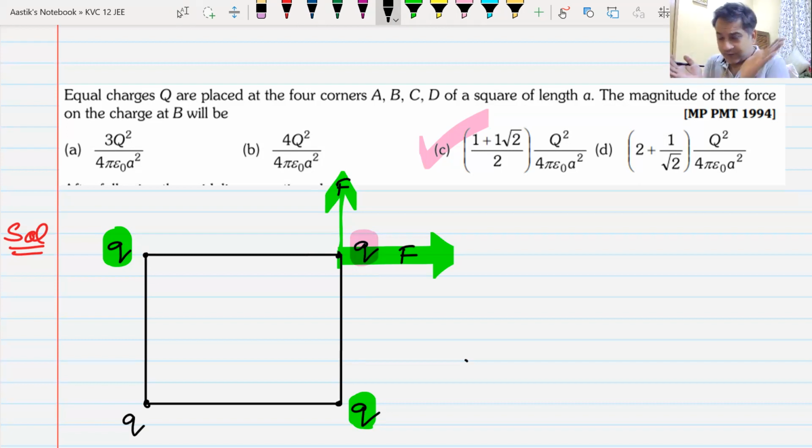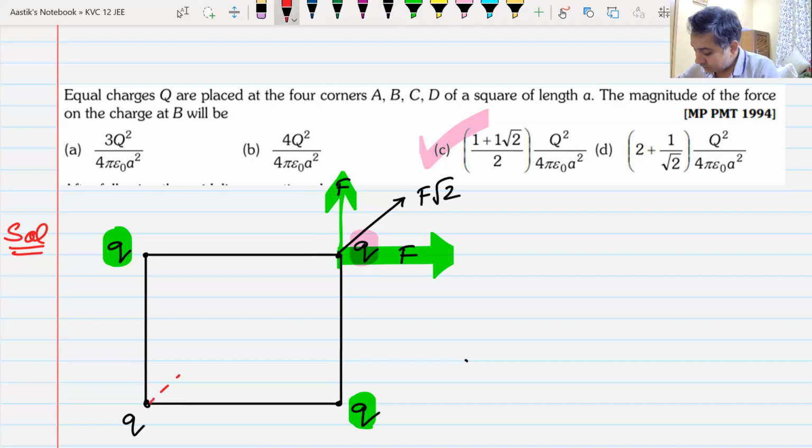Now, both forces F are at 90 degrees. So the resultant of this F and F would go like this at an angle of 45, which will be equal to F root 2. Yes or no? Yes, sir. Now, the force applied by the pink charge will also be in this direction. Yes or no? Yes, sir.